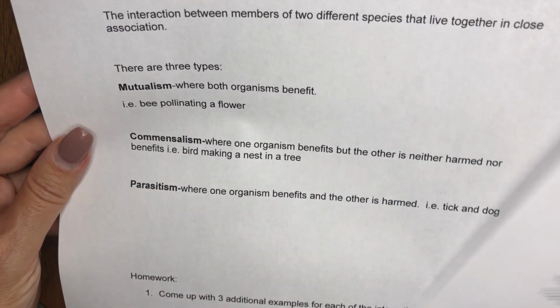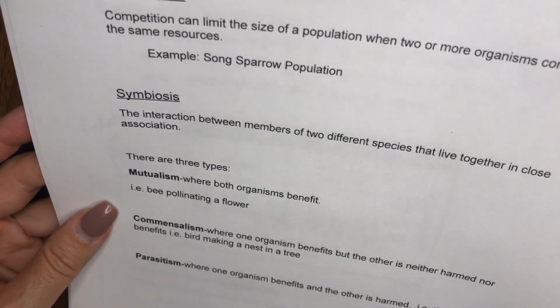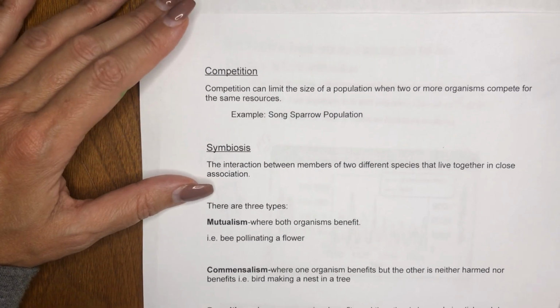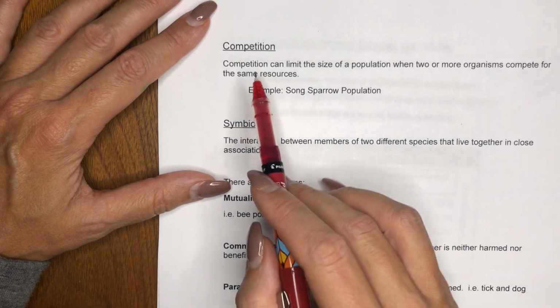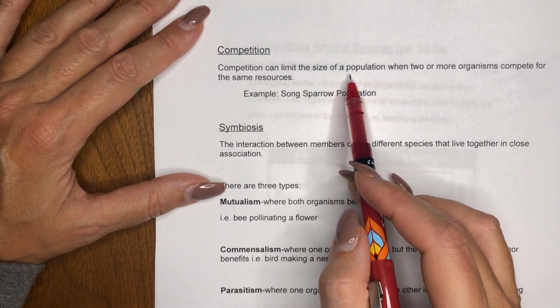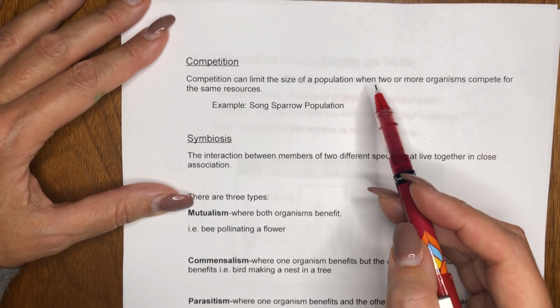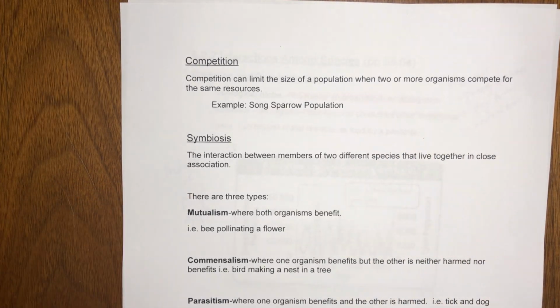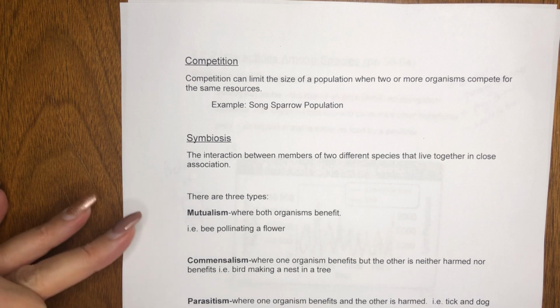Okay, so other types of interactions, again, repeating this from chapter 1, competition, which we've seen already, and competition can limit the size of a population when two or more organisms compete for the same resources. So the example is the song sparrow population. And this is also right in your textbook on page 60, right? So this is from page 60.